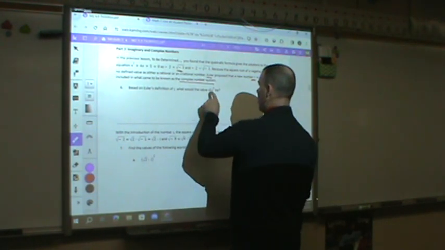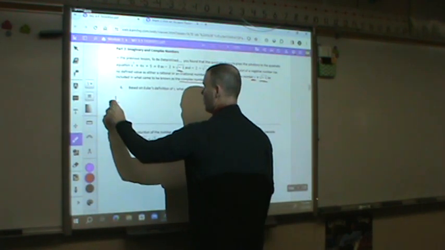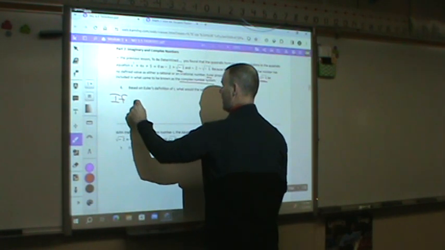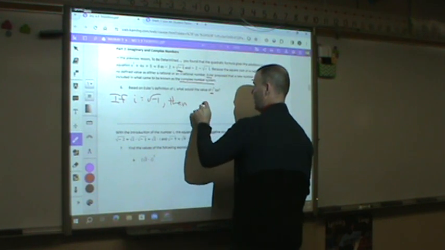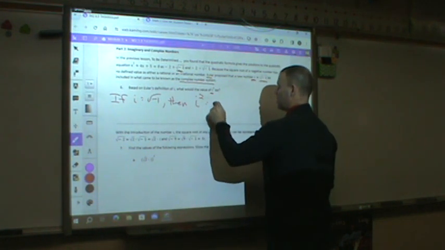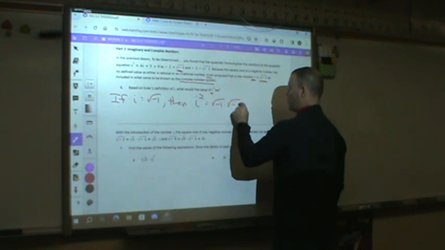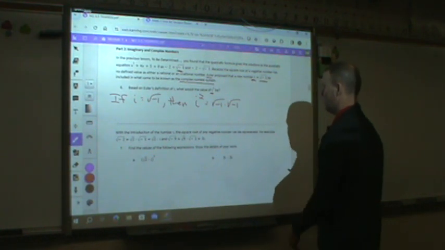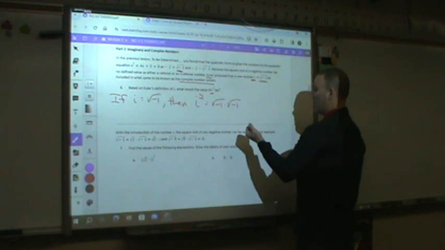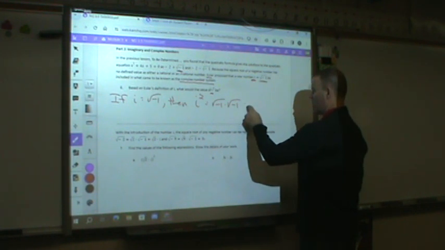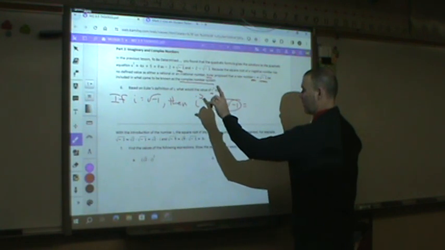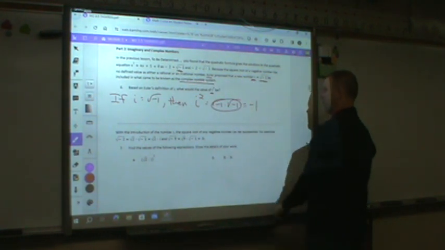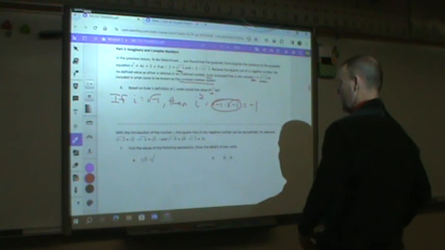Based on this, what would the value of i squared be? Well, if i equals the square root of negative 1, then i squared is going to be equal to the square root of negative 1 times the square root of negative 1. Okay, I get that, but what is the square root of negative 1 times the square root of negative 1? That's two of the same number underneath the radical, therefore I get to take one out, so that's negative 1. i squared is negative 1.